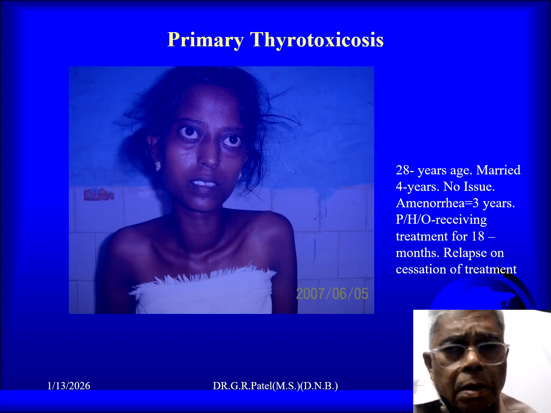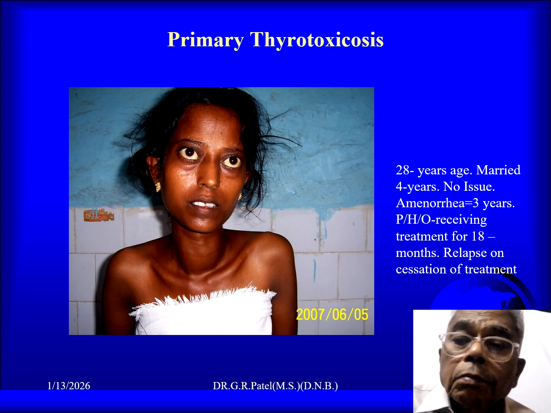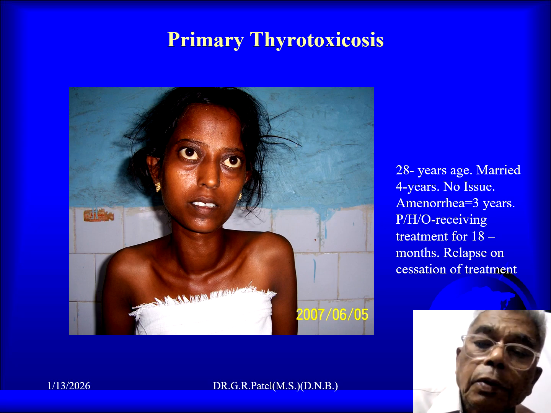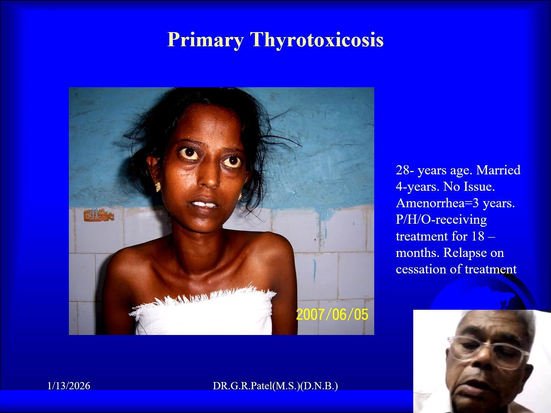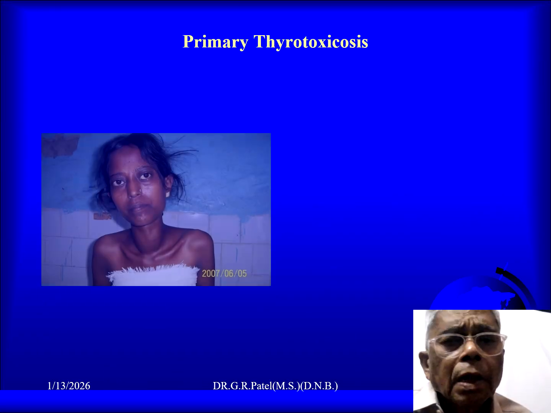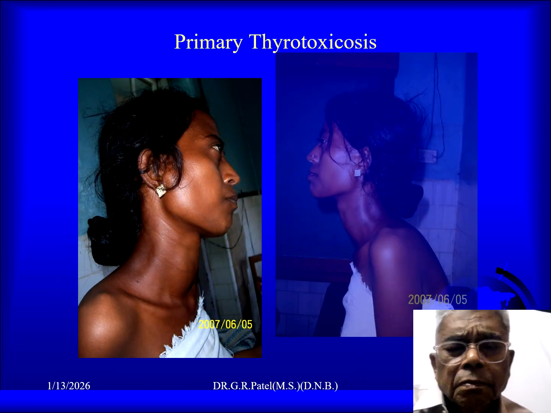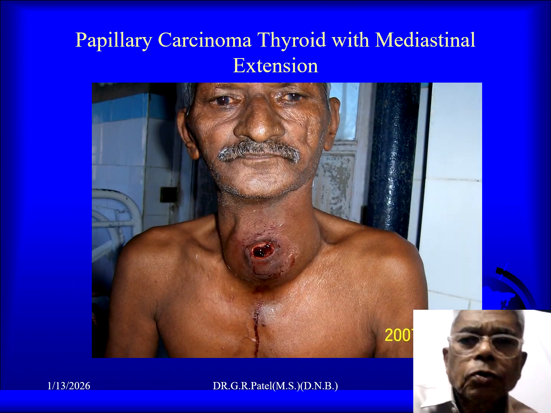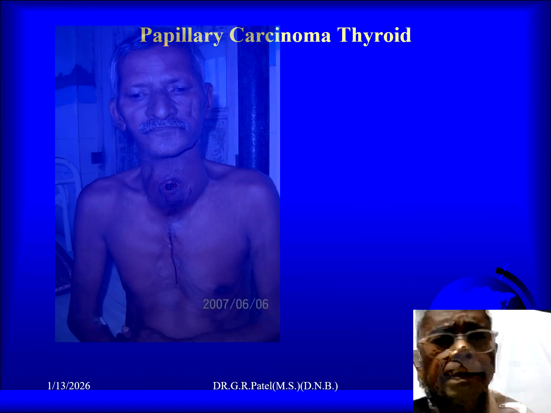Post-operative picture. Primary thyrotoxicosis patient, 28 years old, married 4 years, no issues, amenorrhea 3 years. Past history of receiving treatment for 18 months. Relapse on cessation of treatment. Primary thyrotoxicosis patient, diffuse swelling. Papillary carcinoma thyroid with mediastinal extension in this patient.